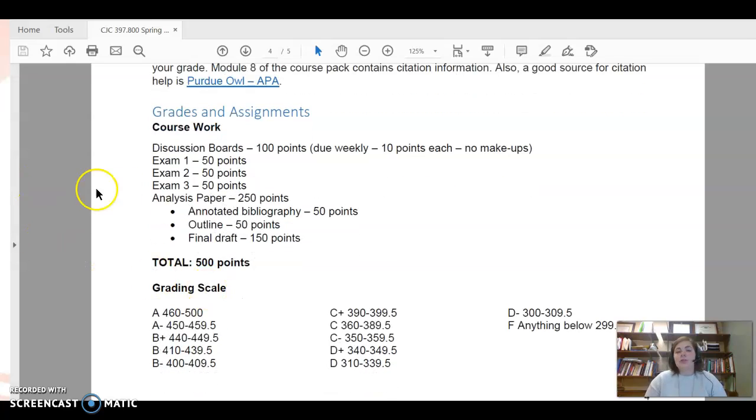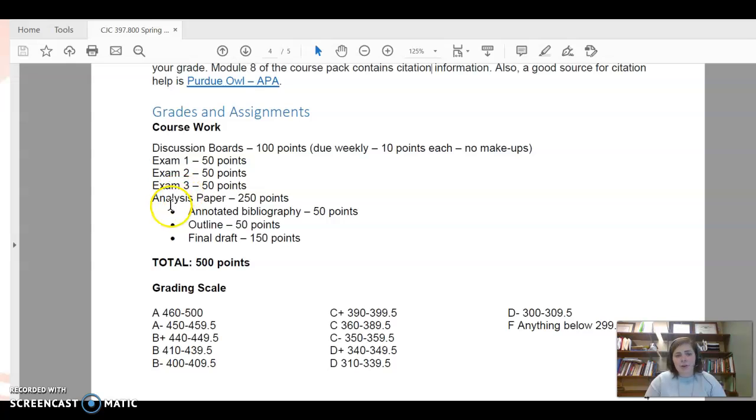All right, so we are going to have 10 discussion boards. There's going to be no makeups on these, and they're each worth 10 points. We'll go over the rubric for this in a second. We're going to have 3 exams. None of them are going to be cumulative. They're each going to just deal with the content area at that point.